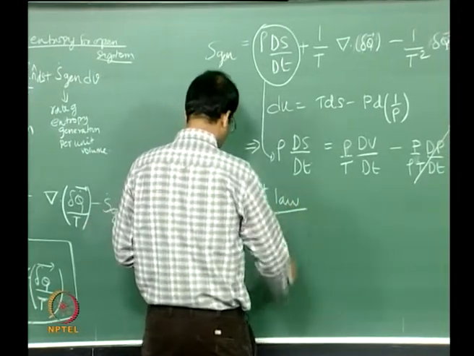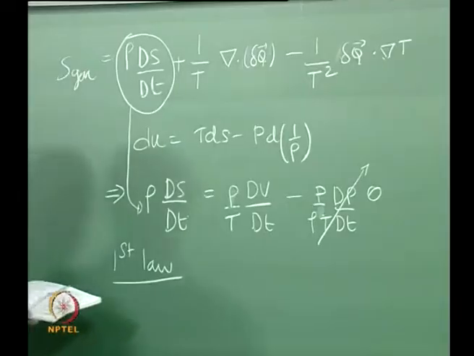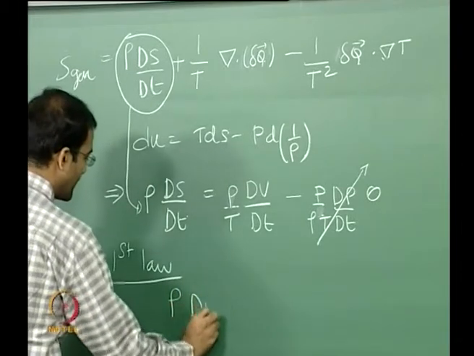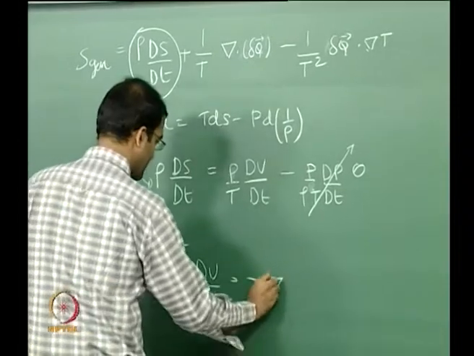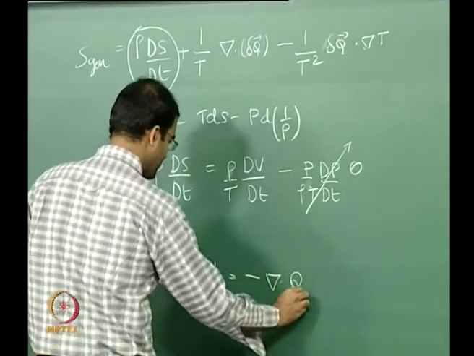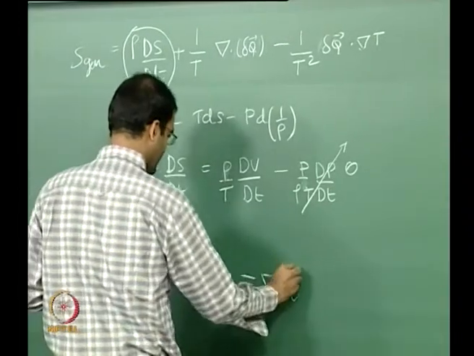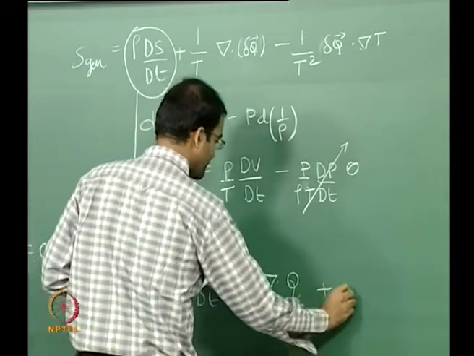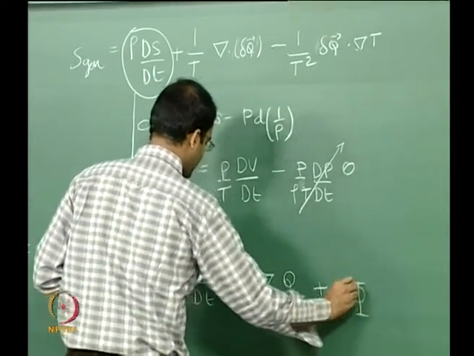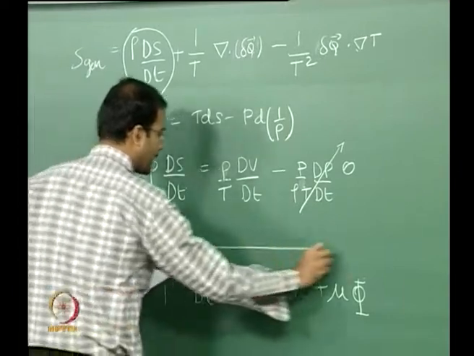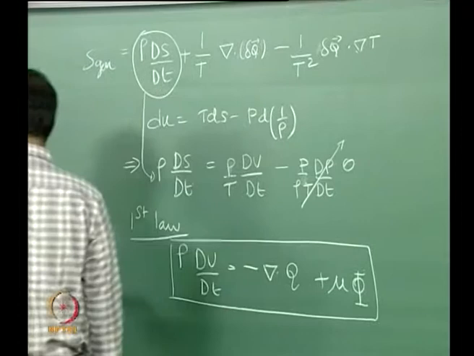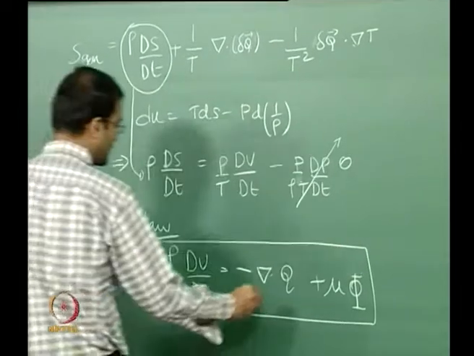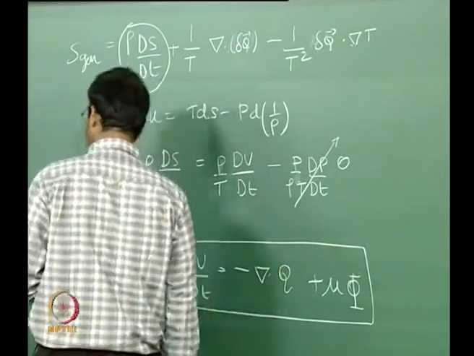If you write the first law, you write rho du by dt should be equal to minus del dot q, plus mu phi. So I am writing in the final coordinate-free representation. Instead of saying del dot q, you can also say del dot del q.